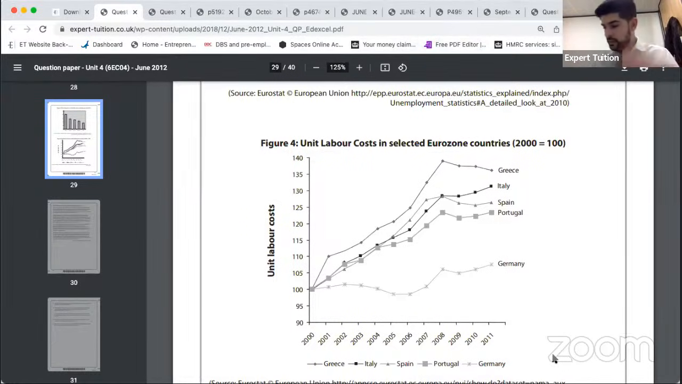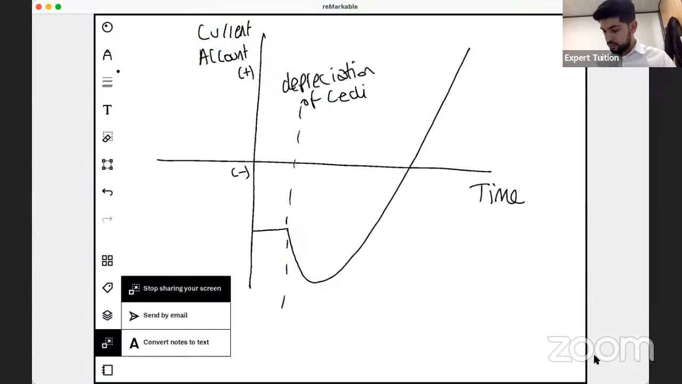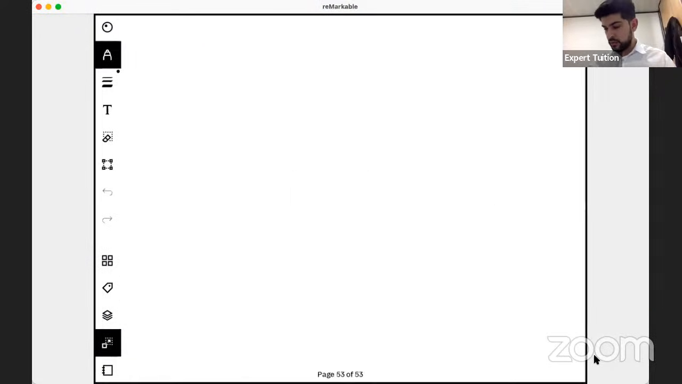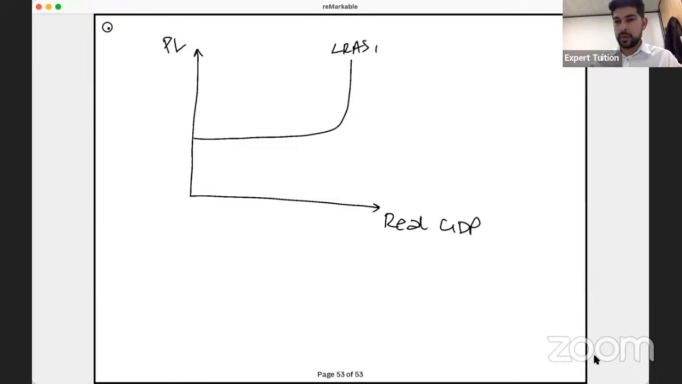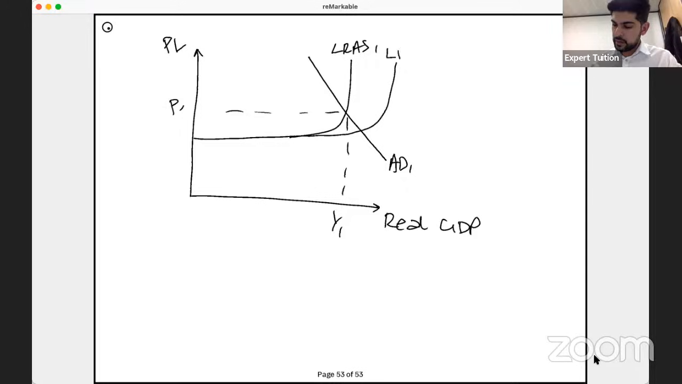So let me just quickly share this, is you can now draw this. I'm sure you all know how to do an outward shift of the LRAS curve. You do this, real GDP, price level. I'm going to do it really quickly, like PL, LRAS1. Right, when you're shifting out LRAS, make sure you have AD initially at either bottleneck or full capacity. So you show what we want it to show here. Y1, P1, and now LRAS2.